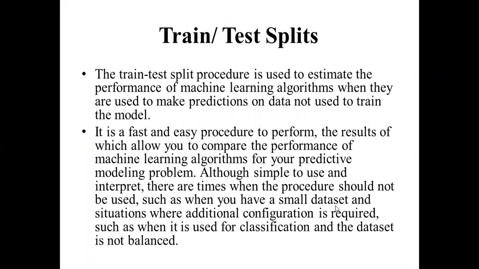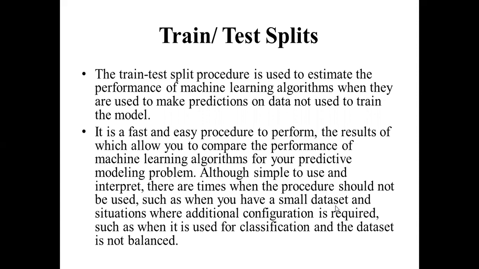Next, the train and test splits. So we are continuing the same point here. The train and test split procedure is used to estimate the performance of machine learning algorithms when they are used to make predictions on data not used to train the model. Here we are talking about how much training data and how much testing data there should be. It is a fast and easy procedure to perform.